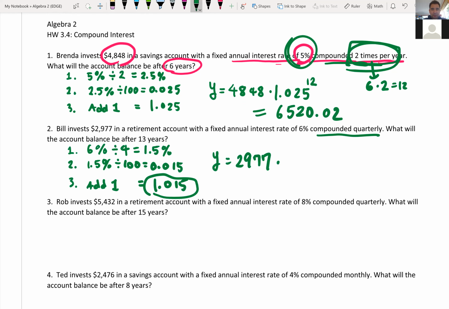2,977 times 1.015 to the 13 years. But you can't just put 13. Each year is 4 quarters now. Okay. So you've got to do 13 times 4. What is that? 52. So you've got 52 quarter periods for the duration of 13 years.